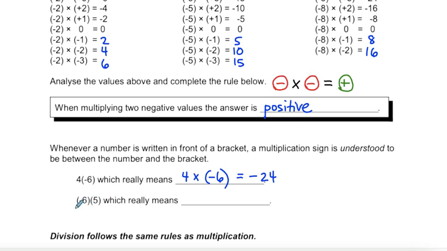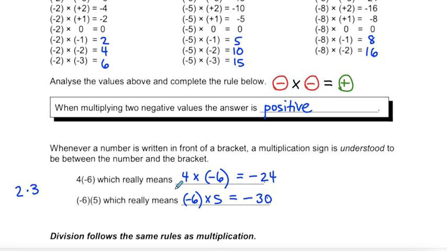We can also express them both in brackets. So negative 6 bracket 5 really means negative 6 times 5. So we're using that multiplication symbol. And again, we know that a positive and a negative, and it doesn't matter which order they are, is going to give us a negative value. And 6 times 5 is 30. So understand that if there is no sign in between a number and a bracket or two brackets, it means multiplication. You might also see multiplication expressed using a dot as well.